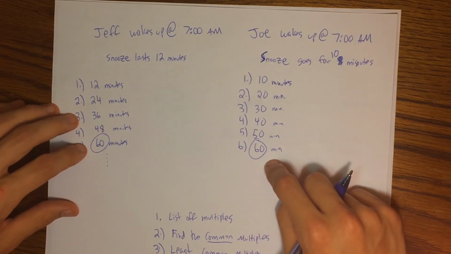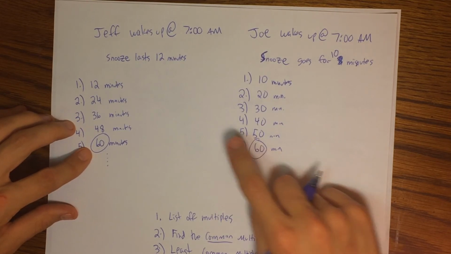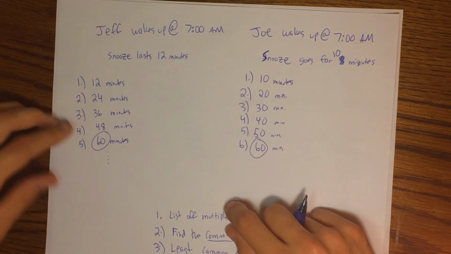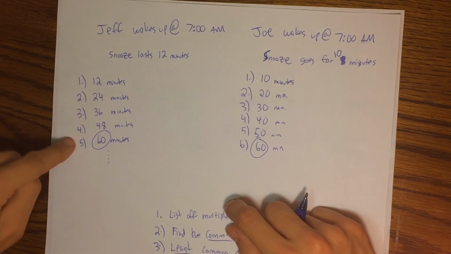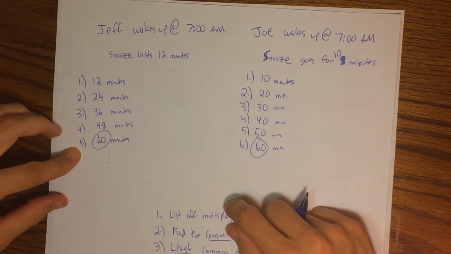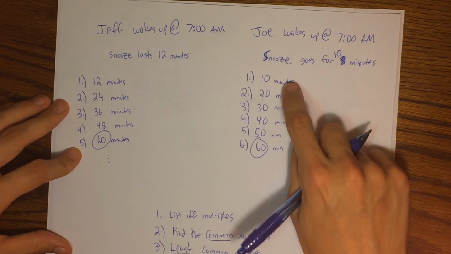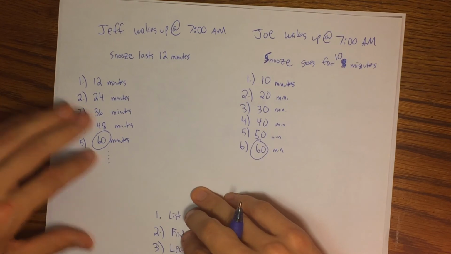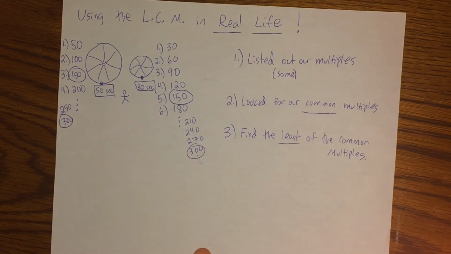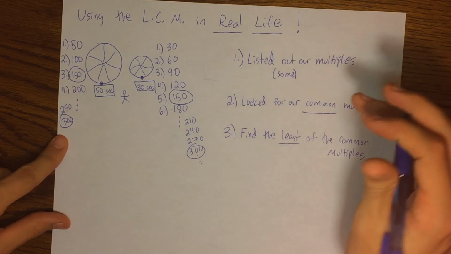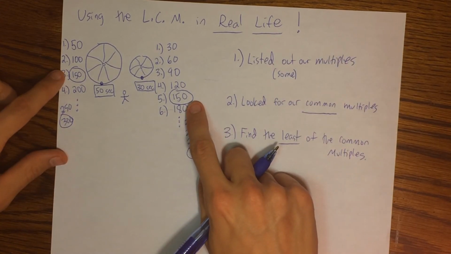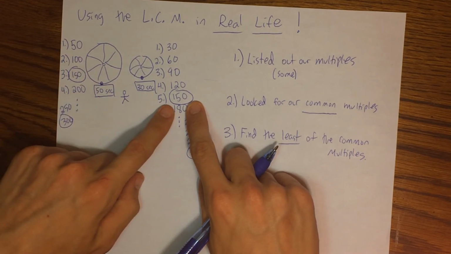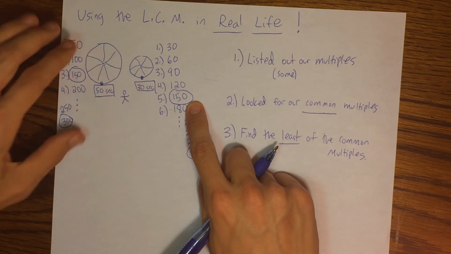So what this is saying is that after 60 minutes, Jeff and Joe will wake up at the same time and they'll hit that snooze. For Jeff, that's going to be the 1, 2, 3, 4, 5th slap of the snooze button. And for Joe, that's going to be the 1st, 2nd, 3rd, 4th, 5th, 6th slap of the snooze button. Similarly, when we were talking Ferris wheels, for us to come out even at 150 seconds, that required the big Ferris wheel to go around 3 times, and the smaller Ferris wheel to go around 5 times.